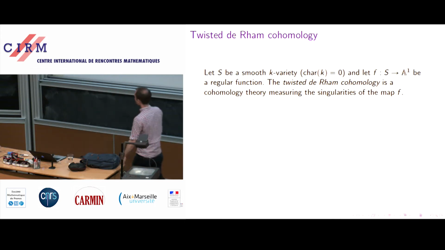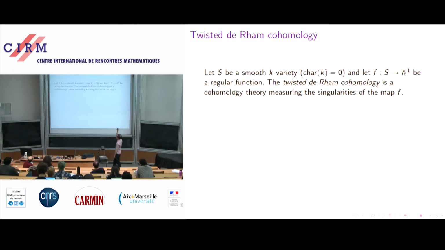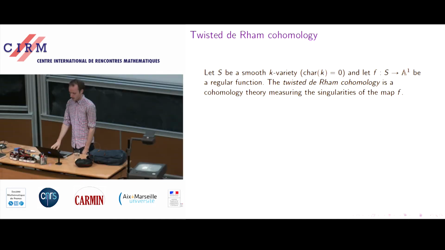OK. So first, I'm going to start with this twisted de Rham cohomology. This is an invariant that we're going to compute for certain varieties. If S is a smooth variety over a ground field K, which is of characteristic 0 always in the story, and F is a regular polynomial function, then the twisted de Rham cohomology is some kind of invariant, and it measures something about the singularities of the map F, which we'll see in some examples.